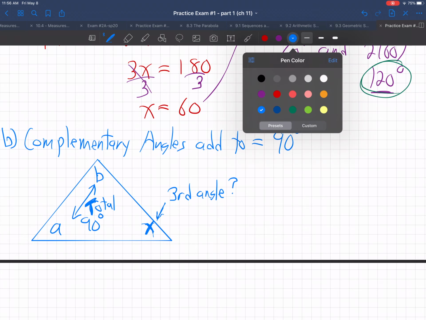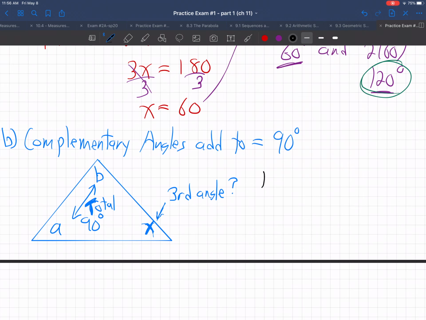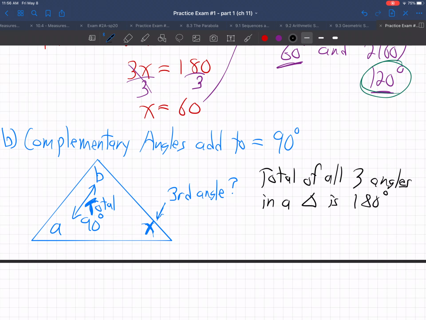Okay, so what do you remember about a triangle? The total of all three angles in a triangle is 180, isn't it? That's for any triangle. The three have to add up to be 180. Well, these two already total 90. So X must be 180 minus the 90 used up by the other two. So that leaves 90 for X.